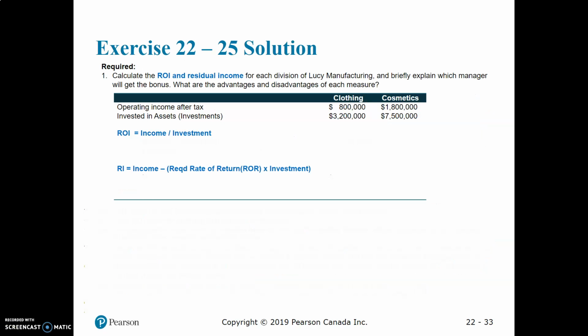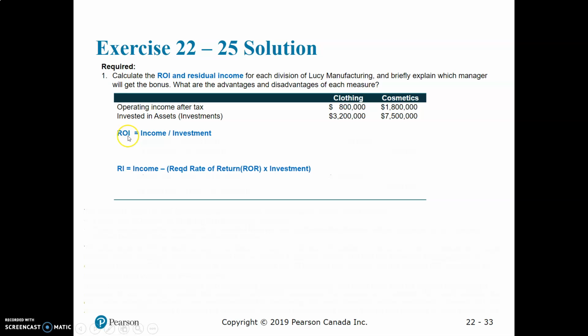The first requirement of this question is to calculate the ROI and residual income for each division of Lucy Manufacturing. The top part of the table indicates the information that is provided to us in the question. The clothing division has $800,000 in operating income after tax and has invested $3.2 million in assets, while the cosmetics division has an operating income after tax of $1.8 million and has $7.5 million invested in assets.